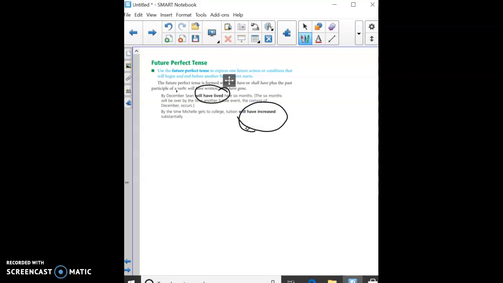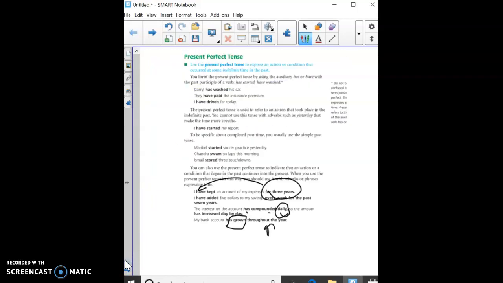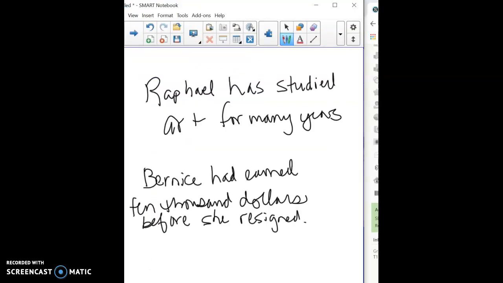So really think of those perfect tenses as having to depend on another thing happening, or in the case of present perfect tense, it's more indefinite, right? So an indefinite time in the past. All right. So let's take a look at a few of these sentences.